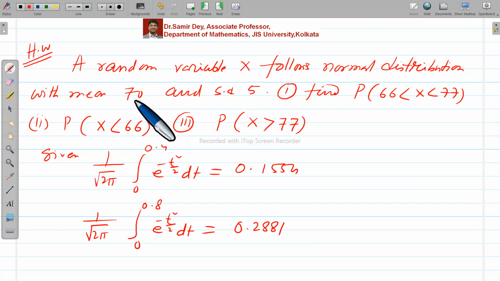Now I have replaced the data only. In the previous problem, whatever I have solved, your mean was 4 and standard deviation 0.5. I have replaced the data. In the previous problem you had 3.8 less than x less than 4.3. Now I have replaced it with 66 less than x less than 77. Just change the data and you can find the solution, correct? Another point: in the last question I considered 0 to 0.4 and 0 to 0.6. So one part I have considered the same and the second one different, that is 0 to 0.8. The process remains the same, correct?